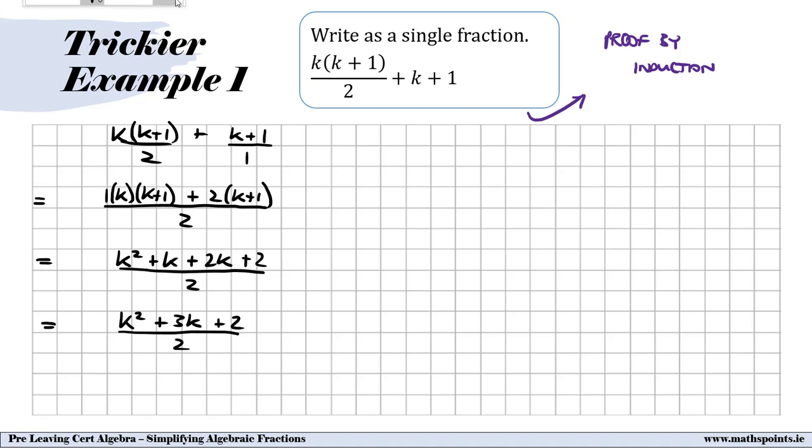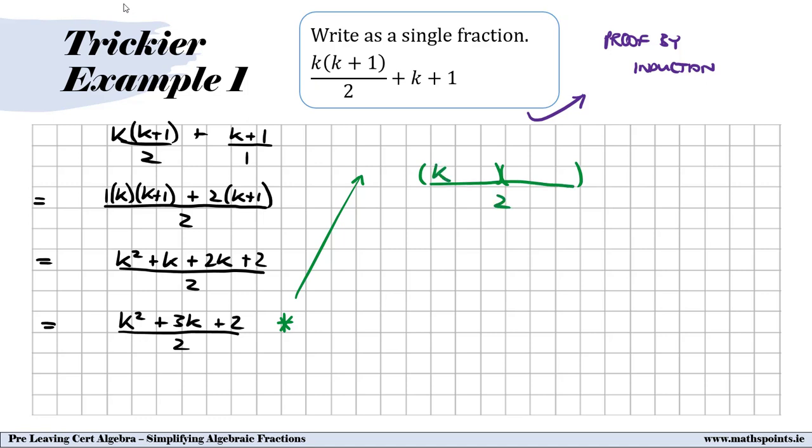And in terms of completing this question for our purposes, that's enough. We've taken an expression and we've written it as a single fraction. In the actual question on the proof by induction topic, we would have to then actually go and factorize the quadratic on top, so we'll go ahead and do that for practice.